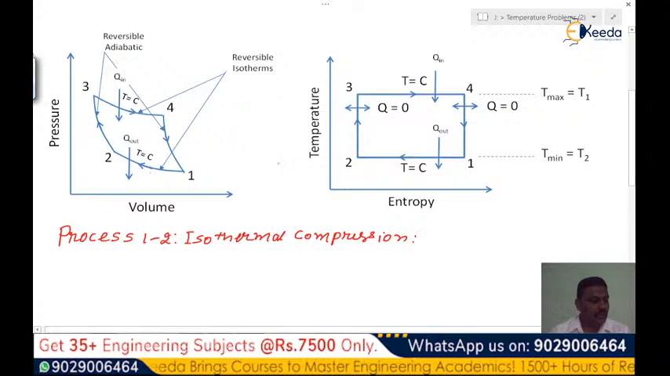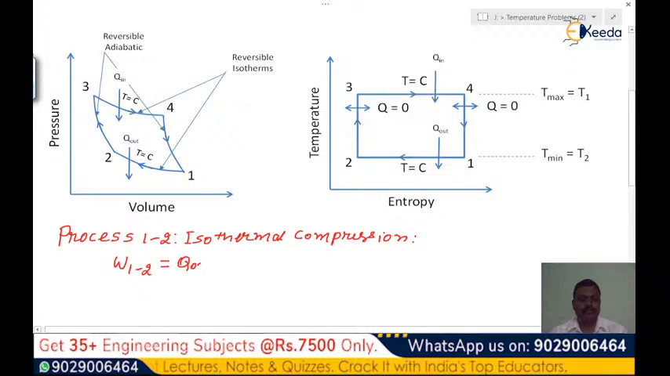And the process 1 to 2 will have a compressive work, and that work is given by W1 to 2 is equal to Q out. So whatever work is supplied will be converted into heat, and that is rejected to the heat sink. So W1 to 2 is equal to Q out, that is equal to the isothermal work done, which is given by P1 V1 into ln V2 by V1. It is final volume divided by initial volume.